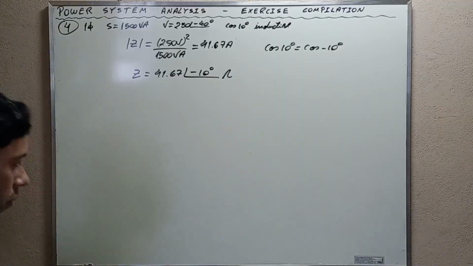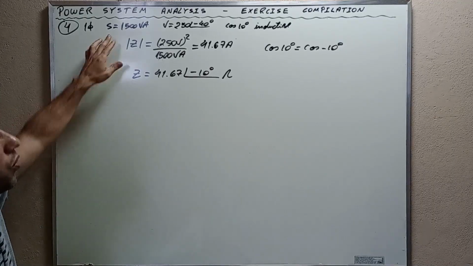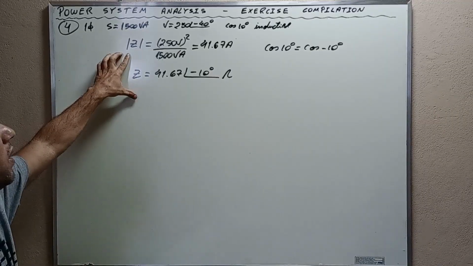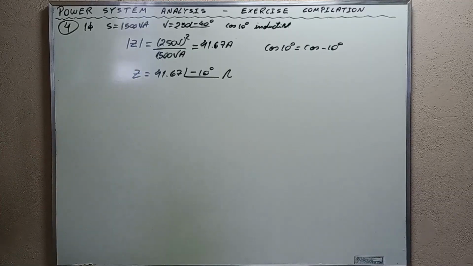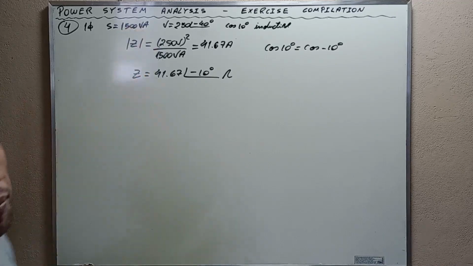Alright, my friends, this is a very easy exercise. One more time, we wanted to calculate the impedance of the load under the conditions provided by the exercise. We began by calculating the magnitude of the impedance by dividing the voltage squared by the apparent power. And how about the angle?